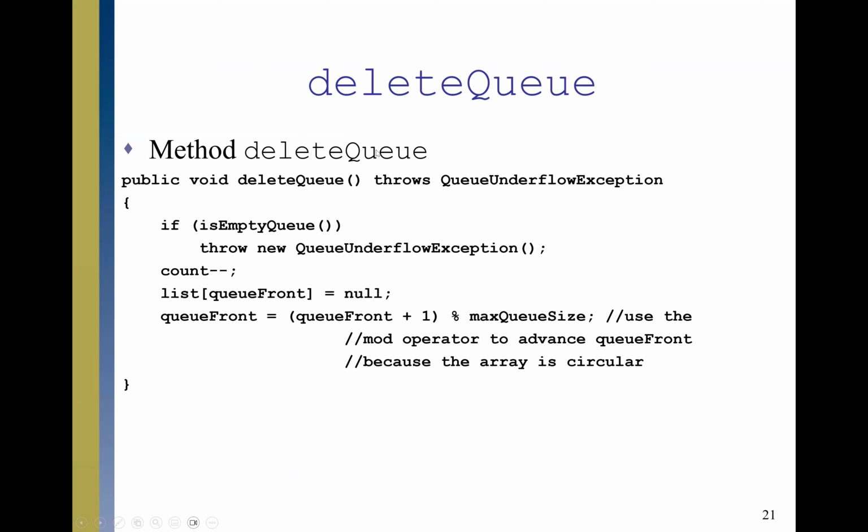Same thing if we are removing, deleting. If there's nothing inside and we try to delete, we're going to get underflow. So we check if it's an empty queue, then we throw the queue underflow. Other than that, we decrement the counter by 1, then we set the queue front to null. Remember, deleting is from the front, adding from the back. So we set it to null, and then we say queue front equals queue front plus 1 modulus max queue size, which means we move forward once. So here we use the mod operator to advance the queue front because this array is a circular array.